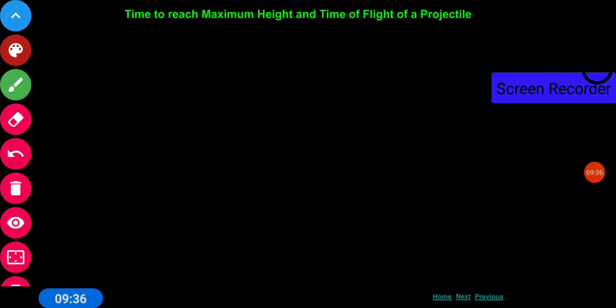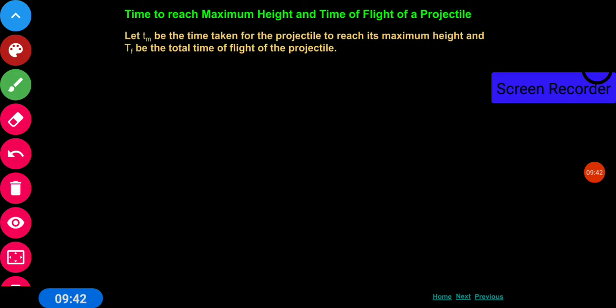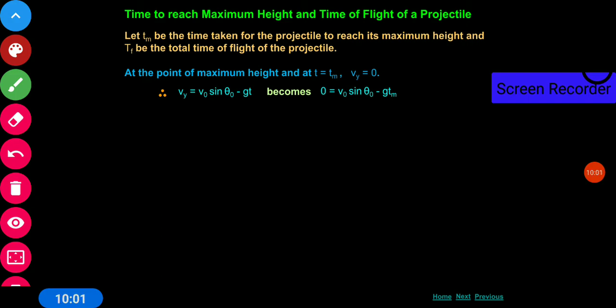Now let us find the time to reach maximum height and the time of flight of a projectile. Let Tm be the time taken for the projectile to reach its maximum height and T be the total time of flight. At the point of maximum height, at t = Tm, we know that the vertical component of velocity Vy is 0. So in the equation Vy = V0 sinθ0 − gt, this reduces to 0 = V0 sinθ0 − gTm, and from here we get Tm = V0 sinθ0/g.